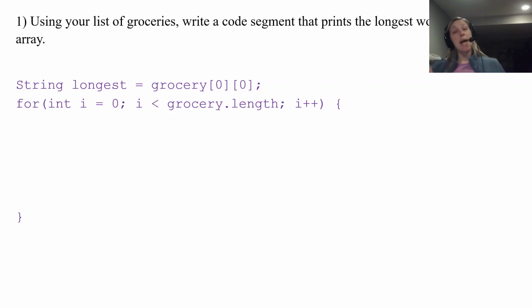Now, it doesn't matter the order that I traverse through the 2D array in, right? I'm just looking for the longest word. So if I go across or down the columns first, I'll still go through the whole array.